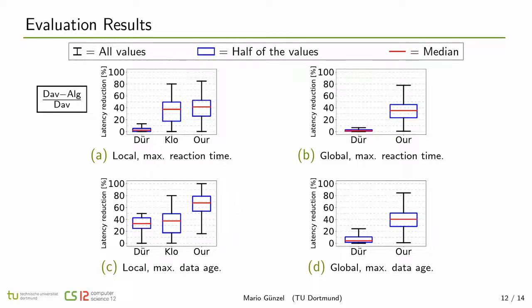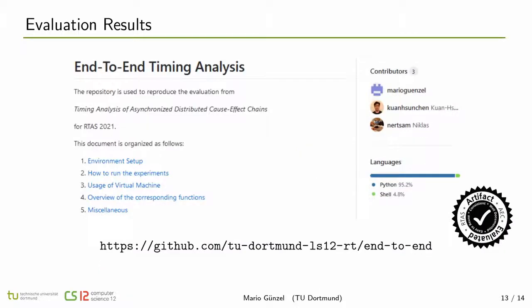Yeah, we can see here on the left side, it's the local case. On the right side, there's the global case. For the local case, we behave very well already, especially for the maximum data age. We are much better here than the state of the art. And for the global case, we outperform the state of the art significantly. Our paper is also artifact evaluated. So we have an implementation in Python 3, which can be found on GitHub.